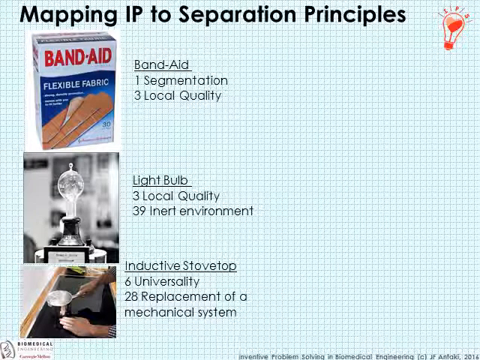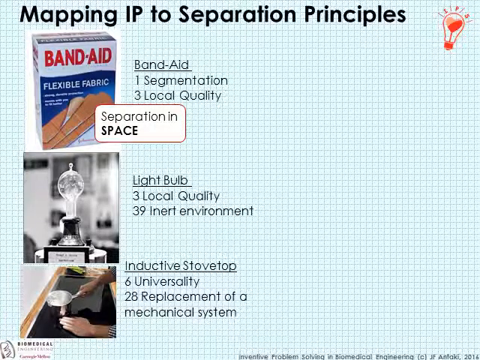Here's a few more rapid-fire examples, because the more examples you see, the more clear these principles become. The Band-Aid, you remember, has the contradiction that it needs to be sticky, and it also needs to be not sticky. And this is where we applied segmentation or local quality. But it's clearly an application of separation in space.